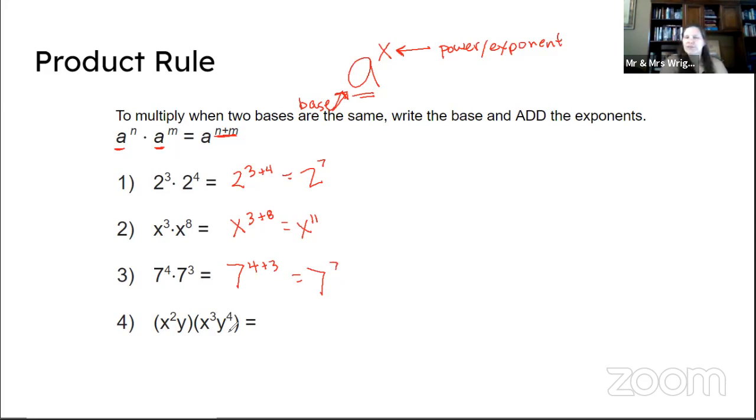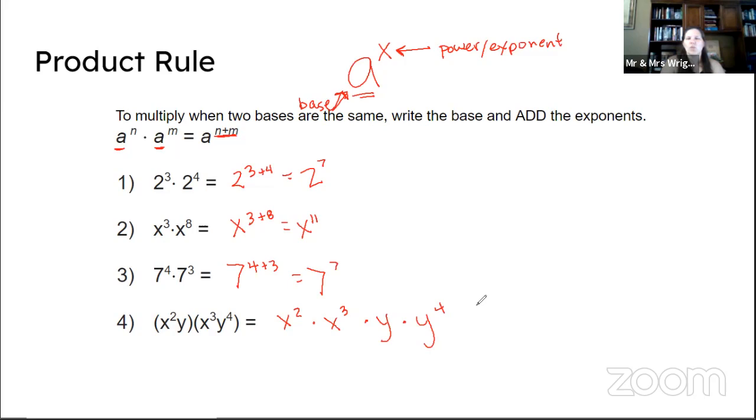This one looks a little more difficult. We have two different things with different bases, but we can essentially break this out. Because with multiplication, order isn't really important when it comes to standard multiplication. So this is the same thing as x squared times x to the third times y to the fourth.